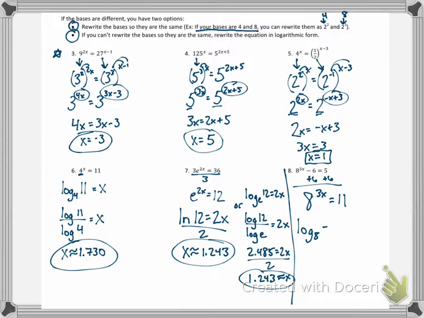Log base 8 of 11 is equal to the exponent 3x. And again, as I said in the other two problems, the log expression, when you rewrite it, has to be equal to the exponent every single time. So, again, using our change of base formula, log 11 over log 8 equals 3x. So when we do that, we get approximately 1.153. Divide that by 3, and you get a final answer for x of approximately 0.384.